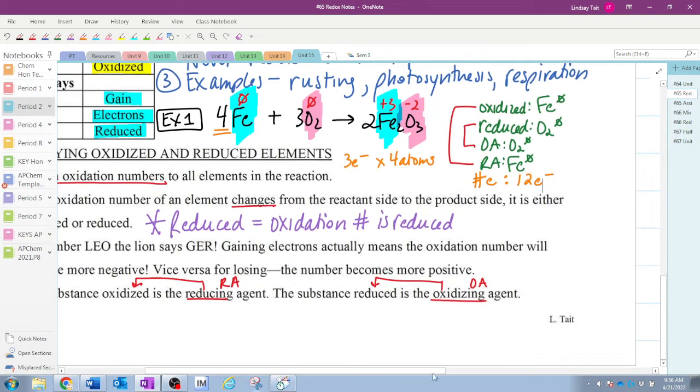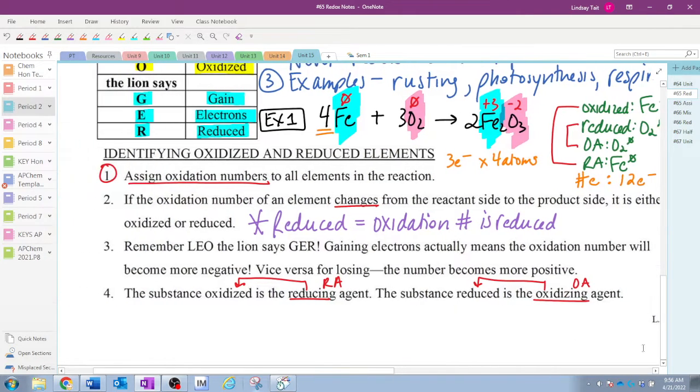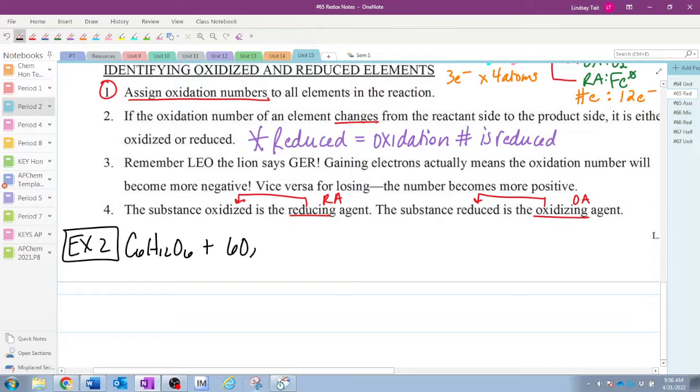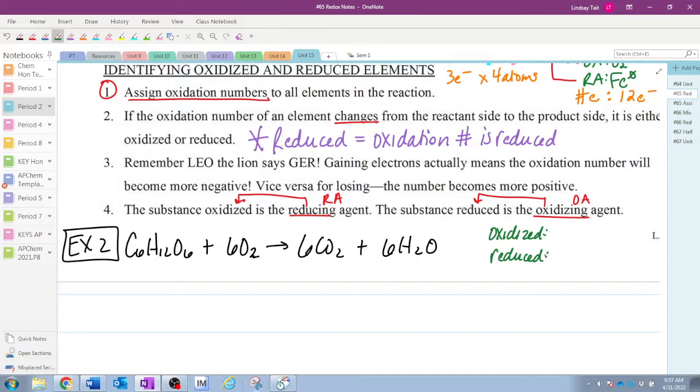All right. Last example here. Fit it down here at the bottom. Example 2. C6H12O6 plus 6O2 yields 6CO2 plus 6H2O. Anybody know what that equation is? Not photosynthesis. Somebody just say titration? It's respiration. Yeah, it's respiration. The photosynthesis makes the glucose. Respiration breaks it down.